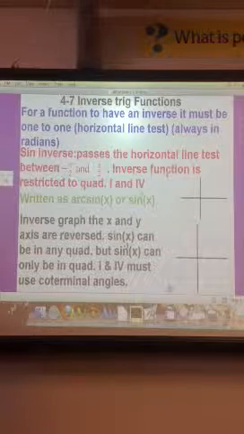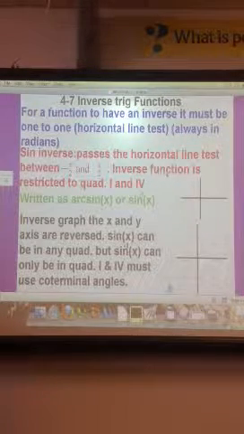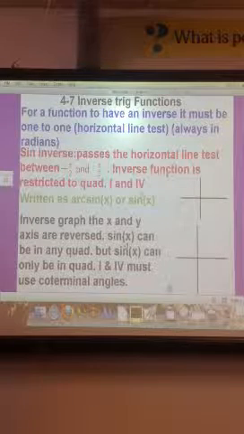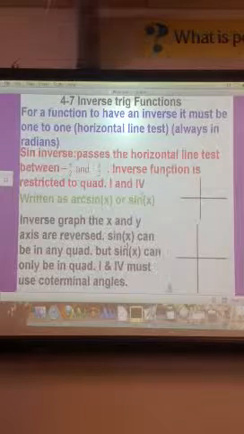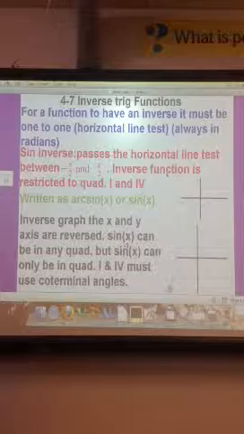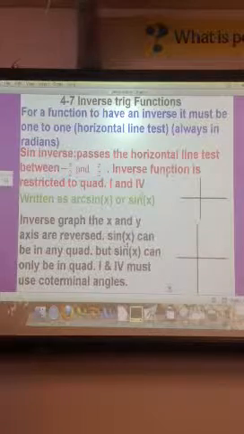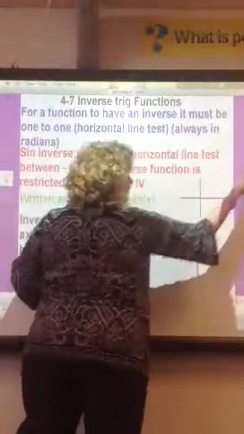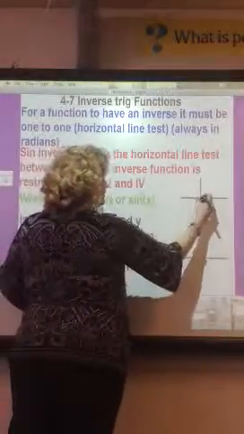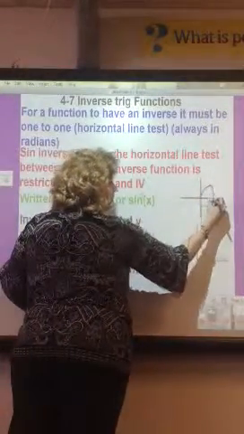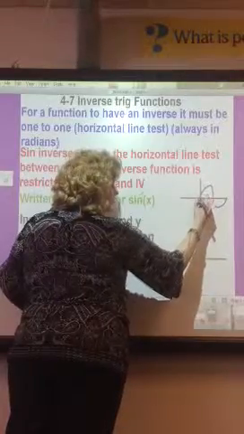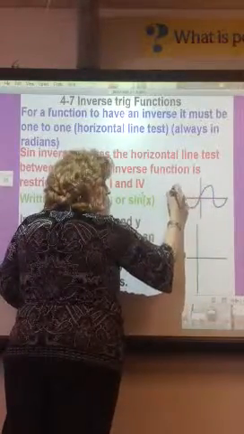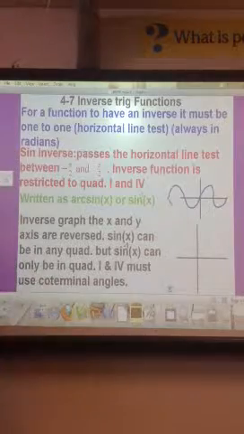But for us, for a function to be an inverse, first of all, it has to pass the horizontal line test. Okay? So we're going to talk about sine function first. Now, a normal sine function, if you remember right, the way it looks, okay, it looks like this. It goes up, down, and back up, or in the reverse. And that's our pattern for a sine function.